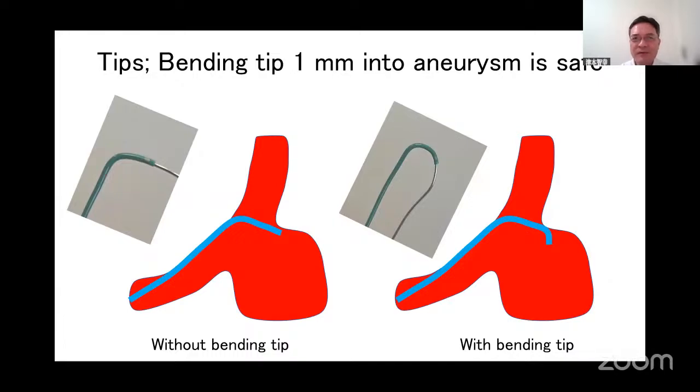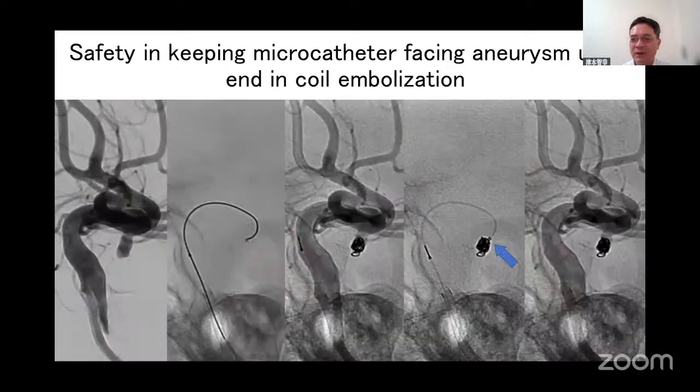This is another tip. Bending the tip of the microcatheter about 1 millimeter towards the center of the aneurysm reduces the risk of perforating the aneurysm at the end of the endovascular procedure. This is an example of coil embolization for an ICPC aneurysm, and you can see the tip of the microcatheter is still heading toward the aneurysm at the end.